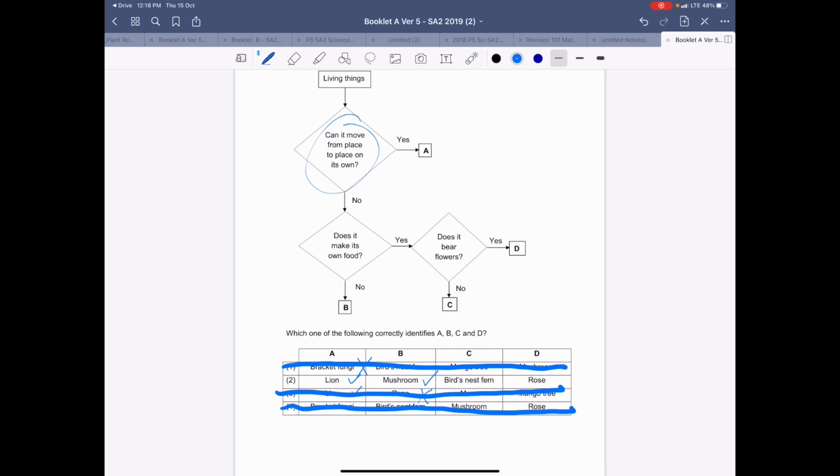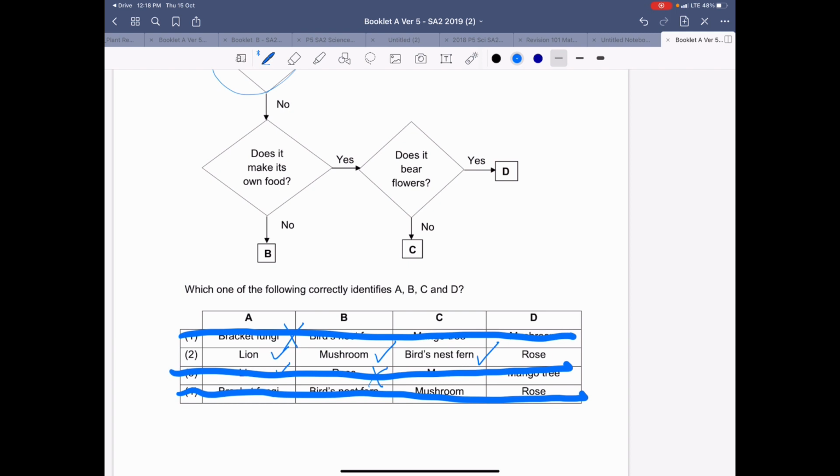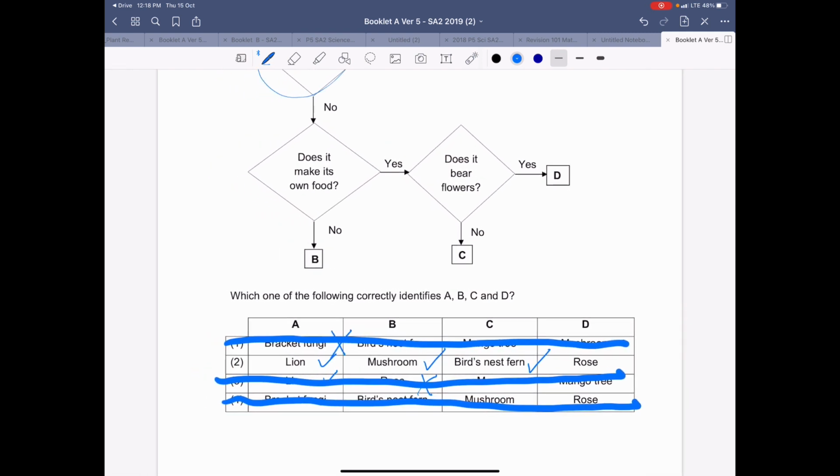If both are correct, then definitely that is the answer. So it says that C makes its own food and does not bear flowers. So bird nest fern is green in color. Okay, you know that it's able to make its own food, but it does not reproduce by flower. It reproduces by spores. So correct. And D is bears flower.